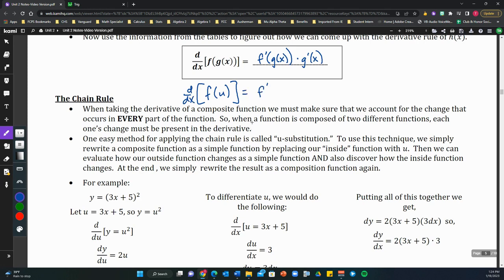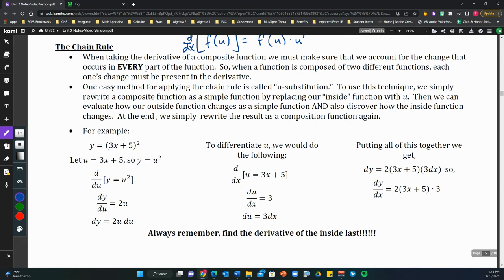So when I do that, I get a little simpler version of this: f prime of u times u prime, or the derivative of that inside function. So again, just pulling out the difficult stuff and replacing it with something as simple as a variable just makes our job easier. So again, doing some algebraic manipulation to make the calculus easier. Common theme with a lot of this.